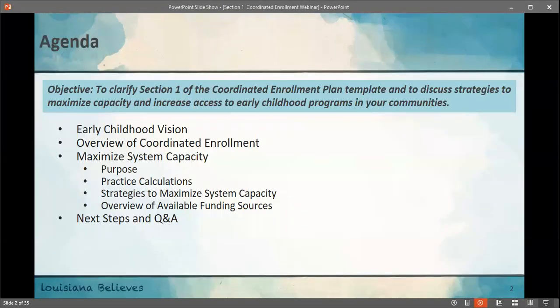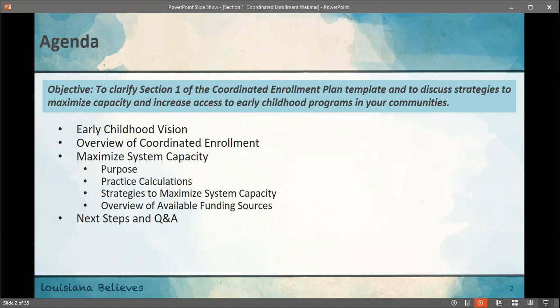So today, really our objective is to clarify section 1 for you. In reviewing all of the coordinated enrollment plans that were submitted this year, we noticed trends in that first section where folks were having some challenges both completing those tables that have numbers and calculations in them, as well as really identifying strategies to maximize the capacity of your enrollment systems.